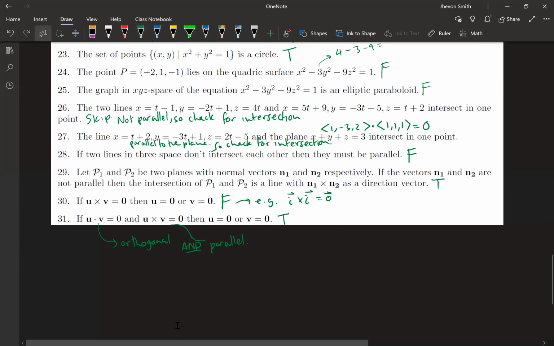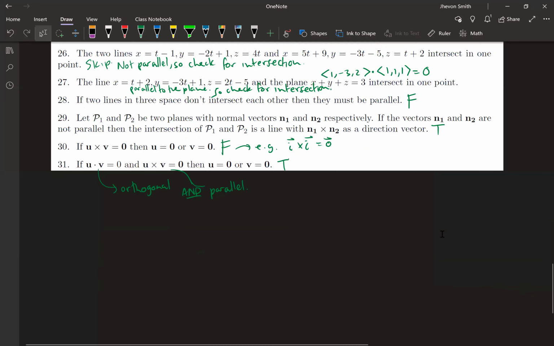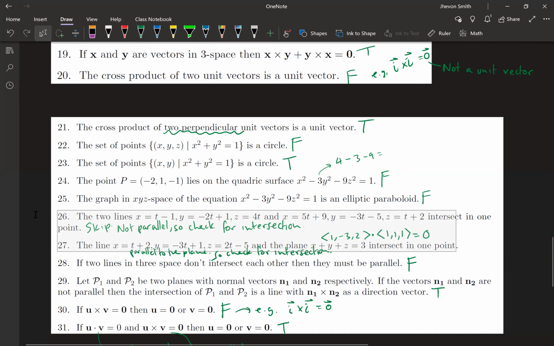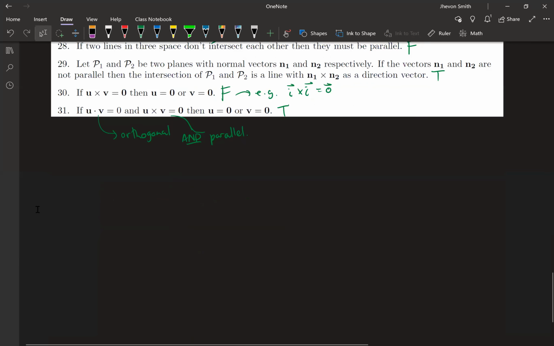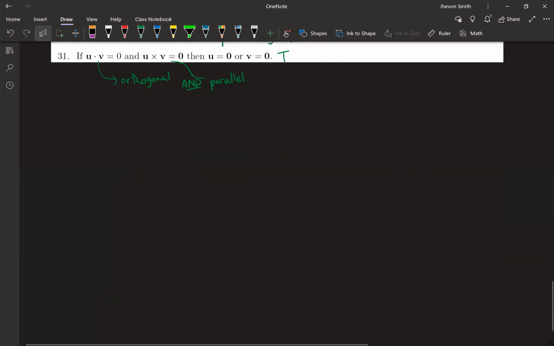So those are some true or false. Okay, gets you thinking, huh? You guys can actually work on these. I don't want to spend too much time on true or false, but you can work on those to see if you can verify the answer.